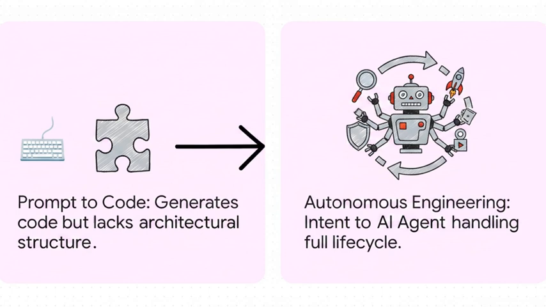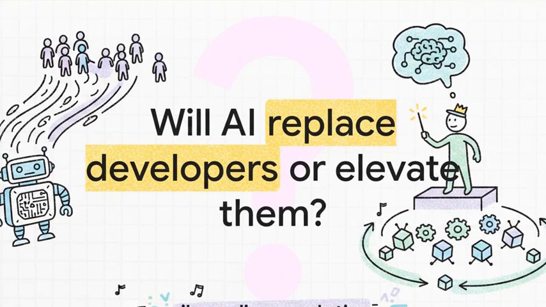And this brilliantly illustrates why the industry is already moving away from the simple prompt-to-code era, where AI just spits out raw code snippets, and shifting heavily toward autonomous engineering. In this future state, your intent goes straight to an AI agent that manages the entire software lifecycle for you. It doesn't just write code, it plans the architecture, runs automated security reviews, tests for vulnerabilities, and deploys it all safely.